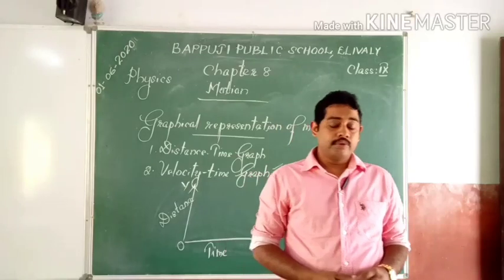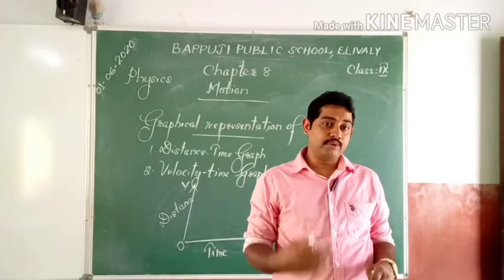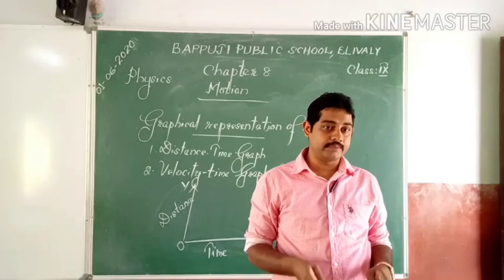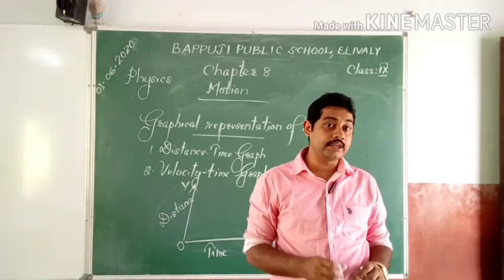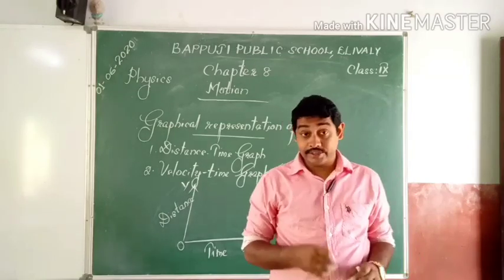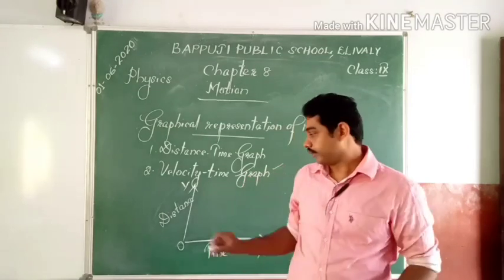Then, for uniform motion, we have studied about uniform motion and non-uniform motion. Uniform motion means when an object covers equal distances in equal intervals of time. For uniform motion, we will get a straight line graph.